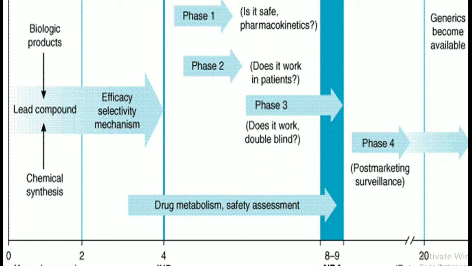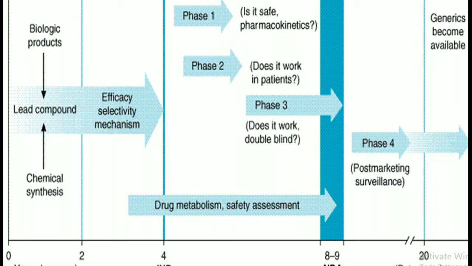In in vitro studies, whatever our lead product is, either a biological product or a chemically synthesized product, we need to determine its efficacy and its particular mechanism. Once we get positive results from in vitro studies, we move on to animal testing. In animal testing we use various animals, like mice, rat, rabbit, and others.